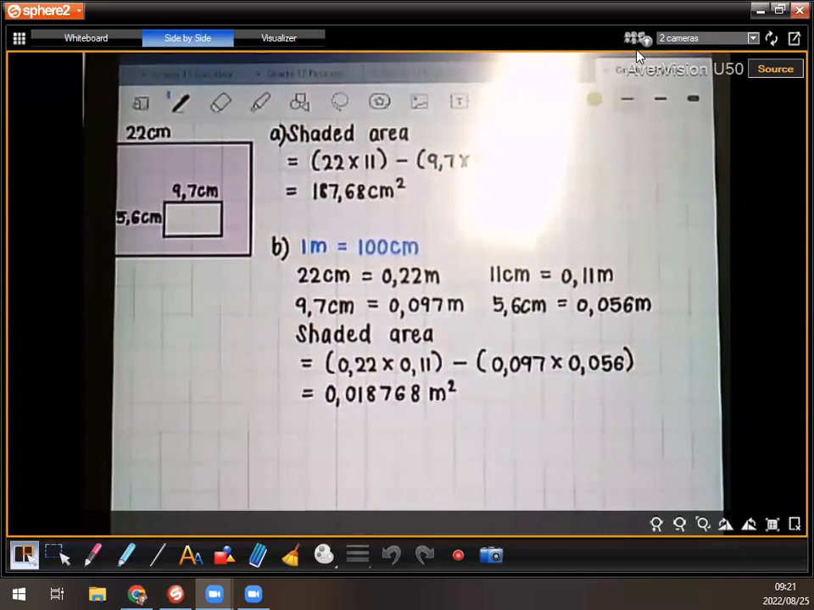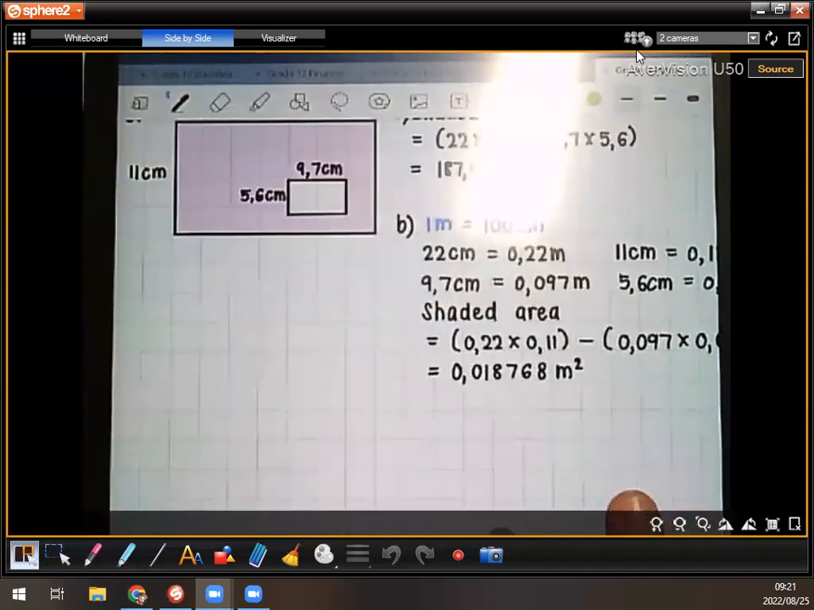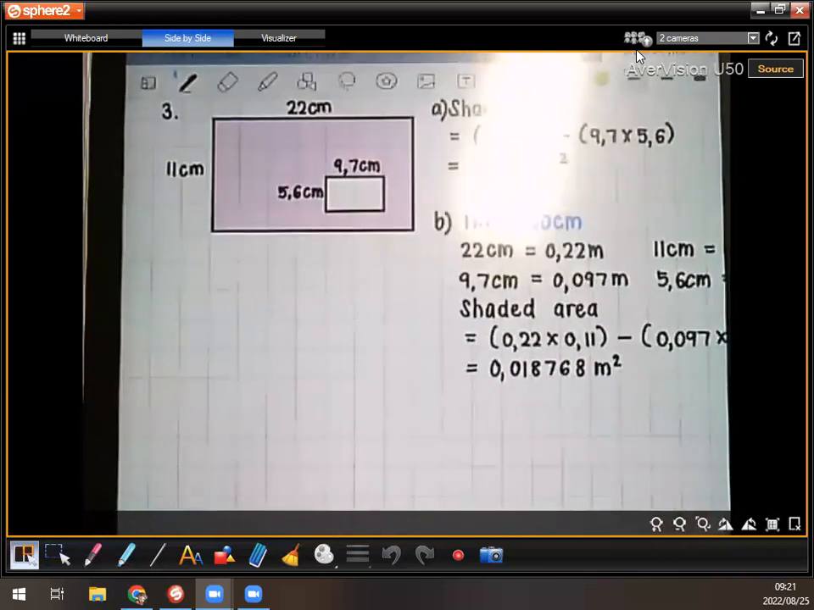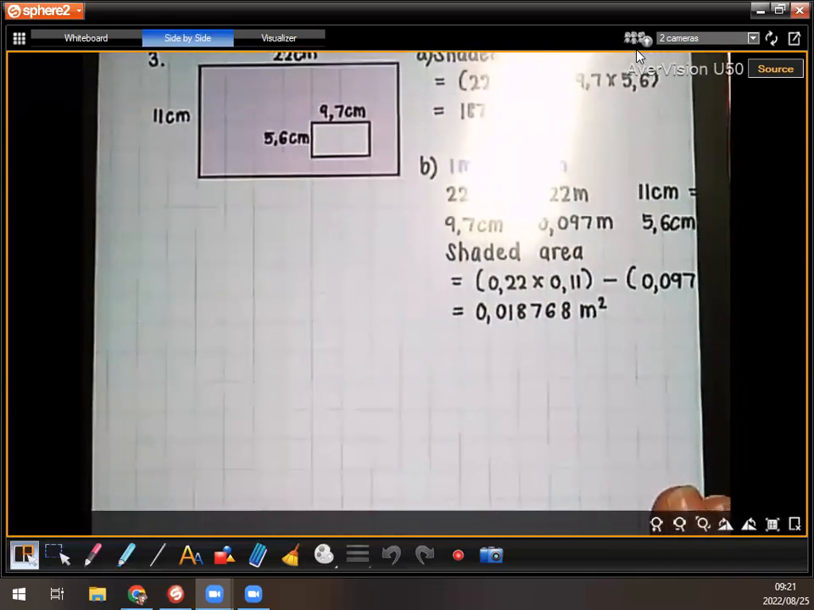Okay, any questions? We are basically finishing off with area today. So I'm giving you guys some more questions to practice. And you're just going to be working for the rest of the lesson, and I'm going to be walking around and helping whoever needs help.